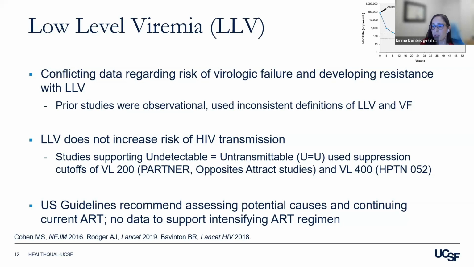So overall, in the US guidelines, we do not recommend changing ART when a patient has low-level viremia. That has been studied, and they have also looked at intensifying the ART regimen, so adding an additional agent, and that was not beneficial. So essentially, the recommendations are to continue the current ART and then assess for all the factors that we've previously talked about that may affect a patient's virologic suppression.